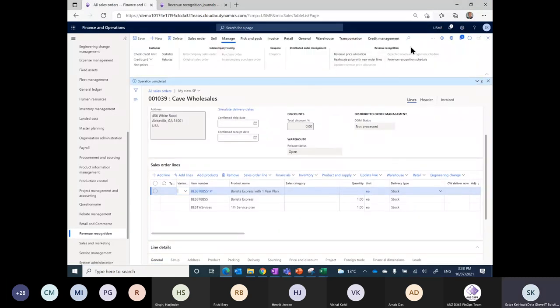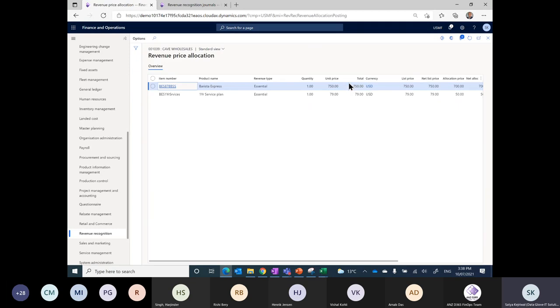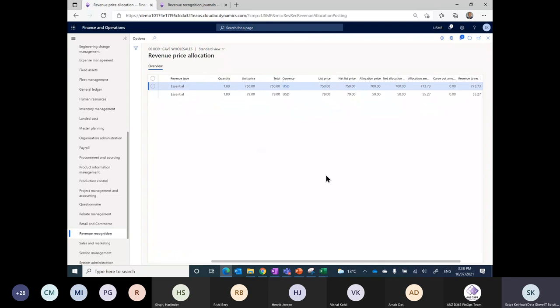Okay, and so I covered this. I said we will come back to this allocation piece. So allocation is, again, the allocation as per the fair market value, right? What we are charging to the customer is list price 750 and 79. But my allocation price of the fair market value was 750.